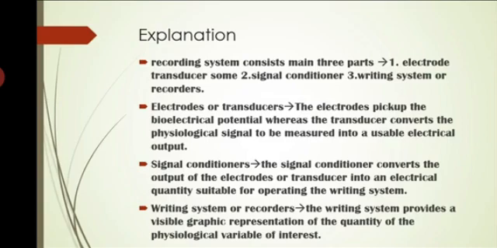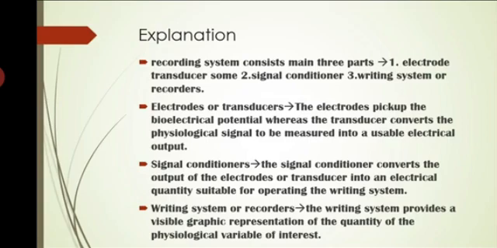Then next is the writing system or recorders. The writing system provides a visible graphic representation of the quantity of the physiological variable of interest. So at the output side, a number of output devices are used. The output of the signal conditioner is given to the writing system or recorders.